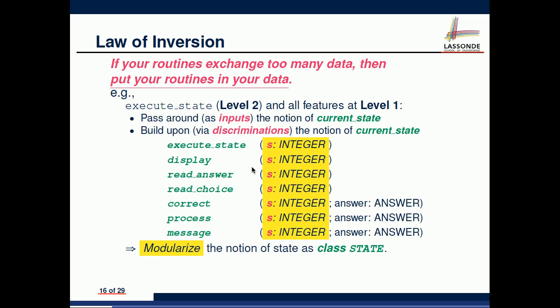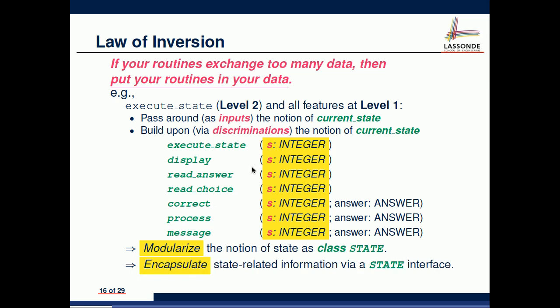Okay, that's something we talked about before. Okay, we're going to move from this particular non-OO solution to the OO solution. There are two things we have to do. Number one, we have to modularize the notion of class states, which means we can create a class called states. That one is easy.